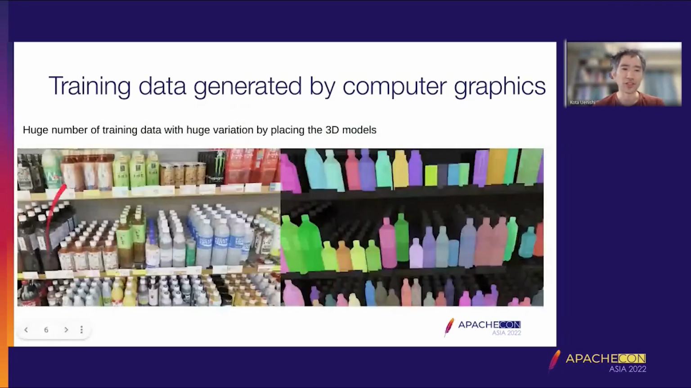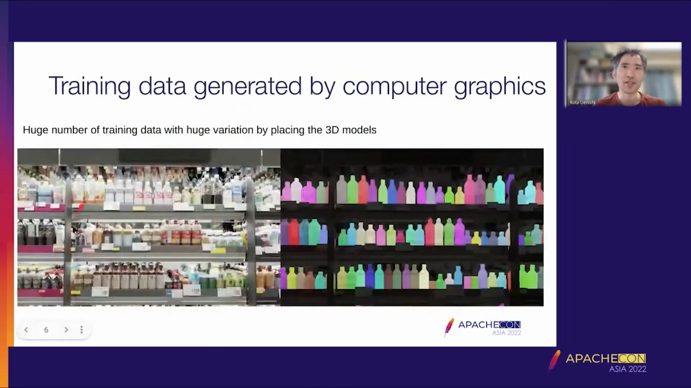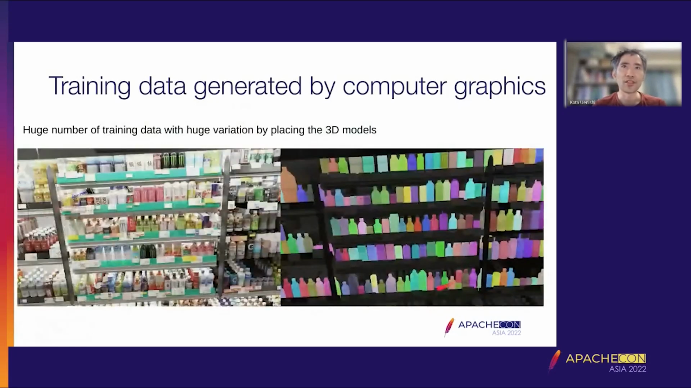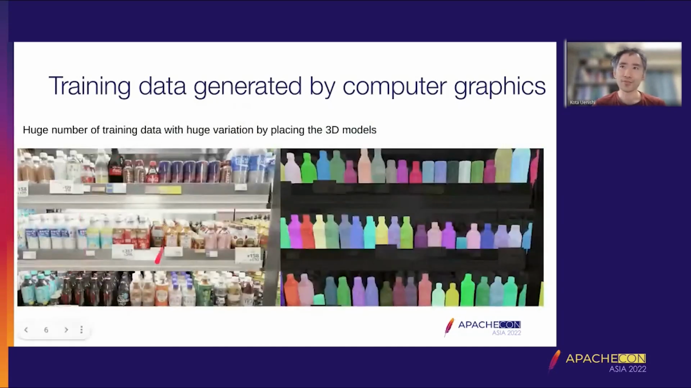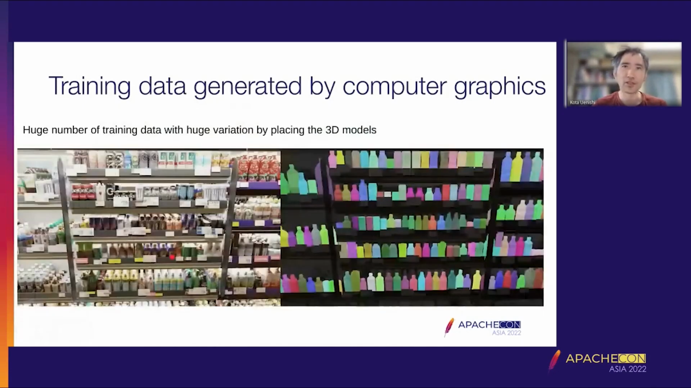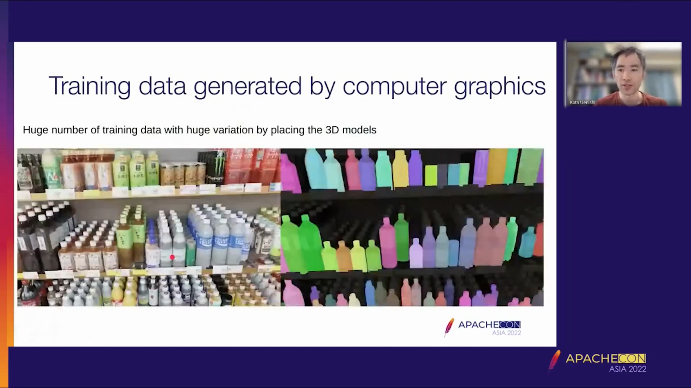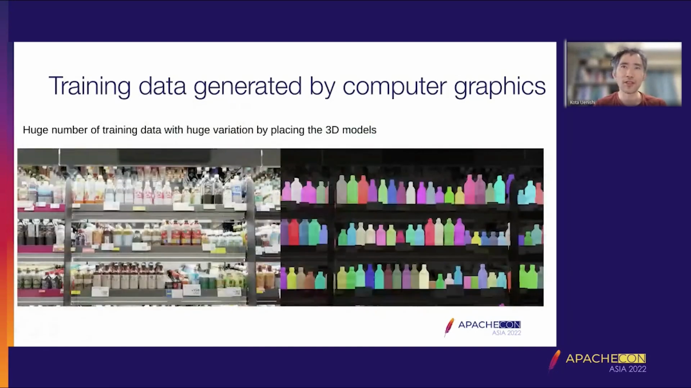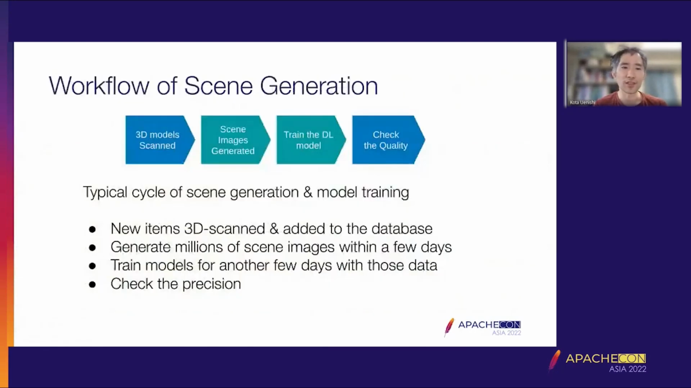So the left side is not a real photo, but a rendered image of these 3D models. So we can train a model on images really close to real, but they are fake images. The workflow is very simple and straightforward.